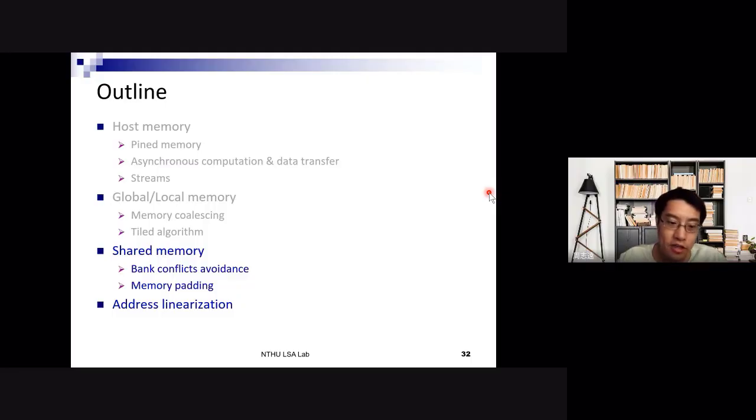Okay. So we can wrap up this chapter by introducing the bank conflict we mentioned on shared memory, and some basic techniques like address linearization, which usually will help you to have memory coalescing on global memory, as well as avoid bank conflict on shared memory.